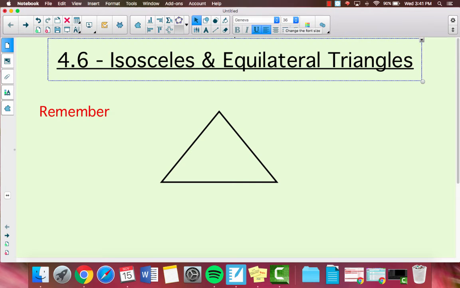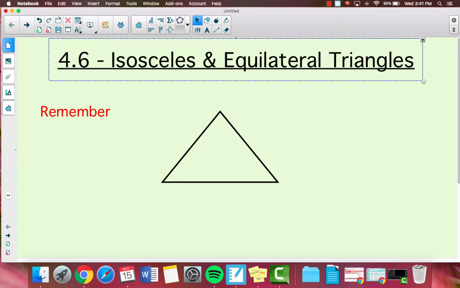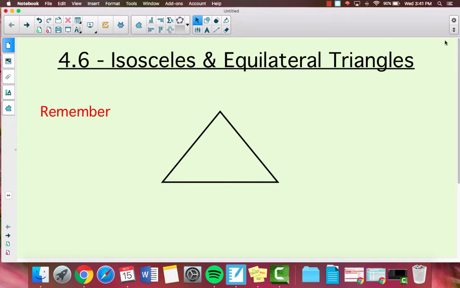Hey everybody, we're going to talk about 4.6 today, and it's going to be all over equilateral and isosceles triangles. So I just want to remind you of a couple things. Please remember that an isosceles triangle is a triangle that has at least two congruent sides. So maybe I mark these congruent, and equilateral is when all the sides are the same. So they kind of are very similar. One just typically has two, one has all three the same. So make sure you know that.